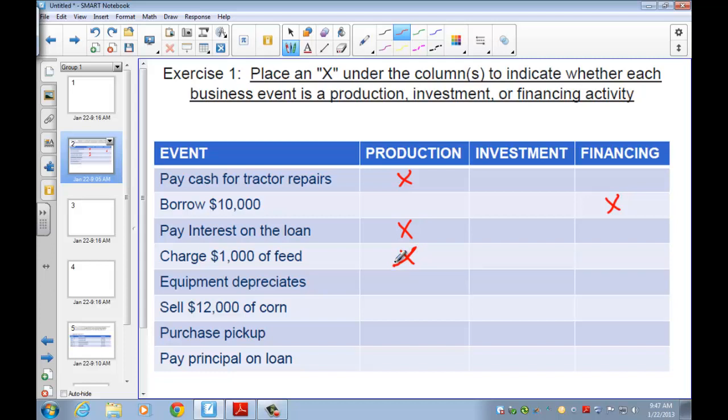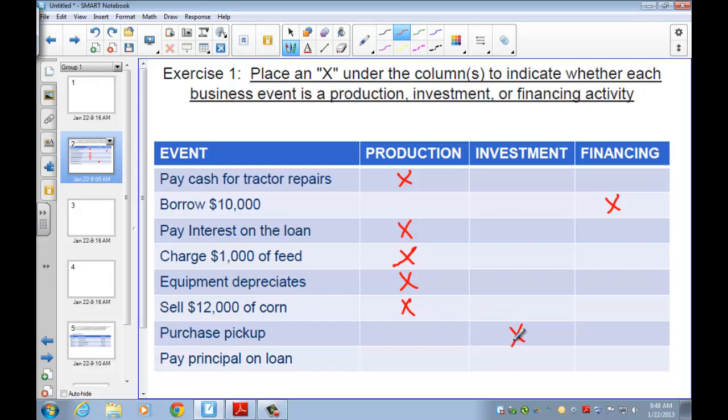Equipment depreciation would also be considered a production expense. When you sell $12,000 of corn, it is also considered a production expense. The purchase of a pickup is considered an investment activity, as it is a long-lived asset.